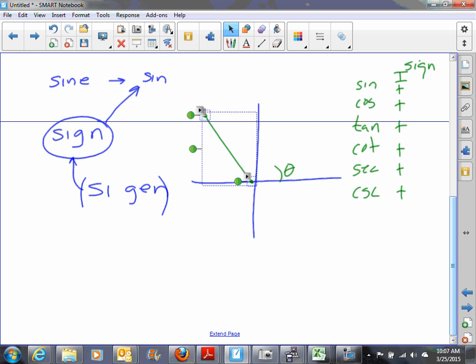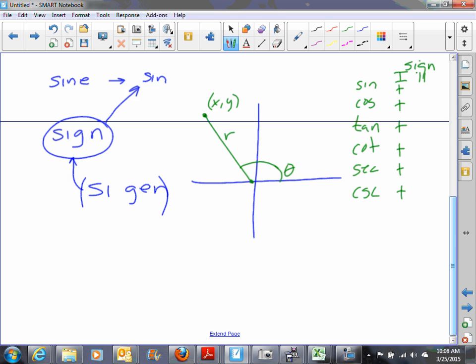In the second quadrant, notice that y is still positive, and r will always be positive. So in the second quadrant, the sign of the sine is positive. The sign of the cosine is negative.